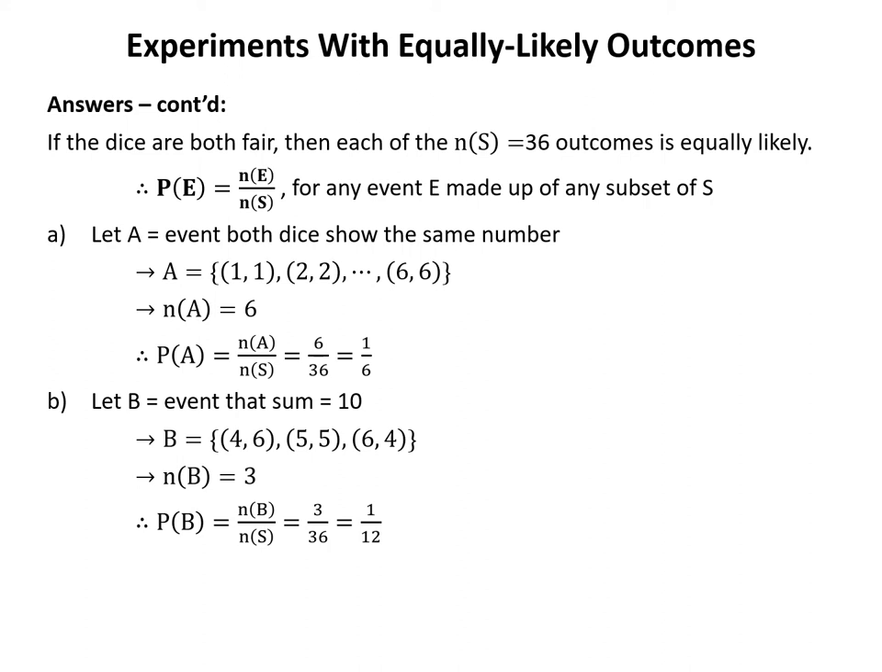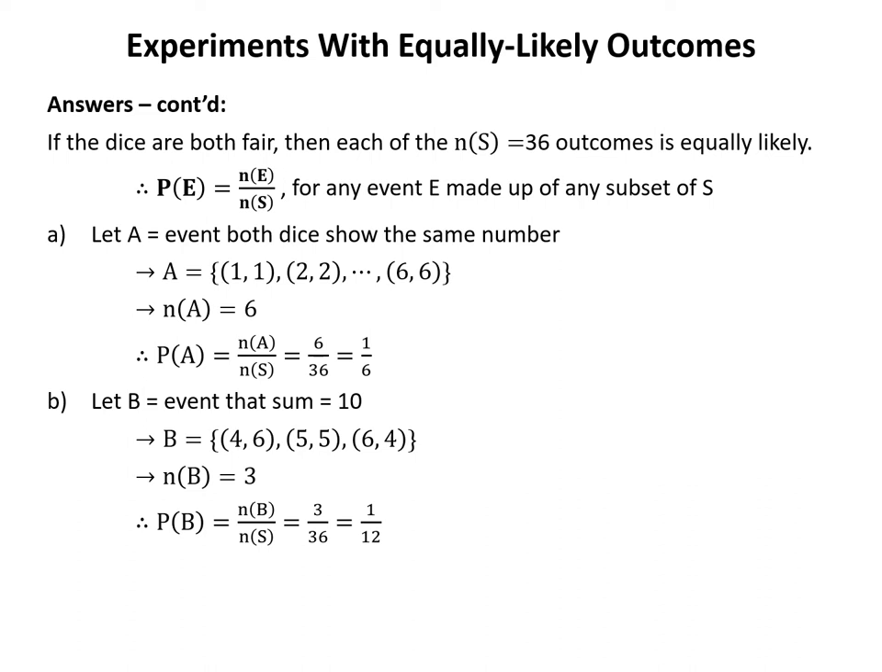So in part A, if we define A as the event that both dice show the same number, we can see then that the elements of A are all the possibilities 1 and 1, 2 and 2, etc., all the way through 6 and 6. And clearly we can see that there are 6 such outcomes. So the probability of this event is equal to the number of elements in the event A, which is 6, divided by the total number of outcomes in the sample space, which is 36, which reduces to 1/6.